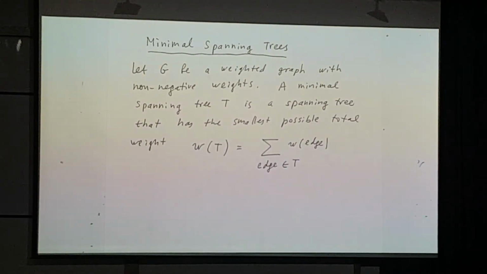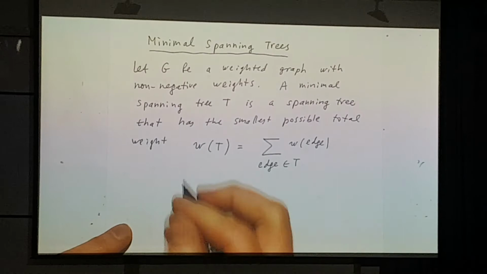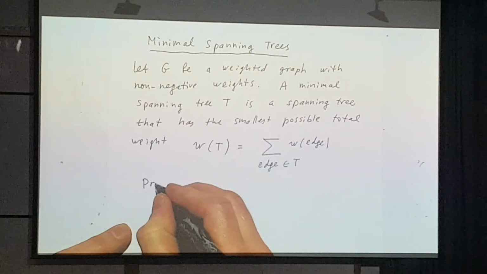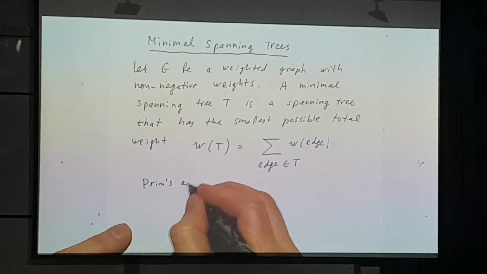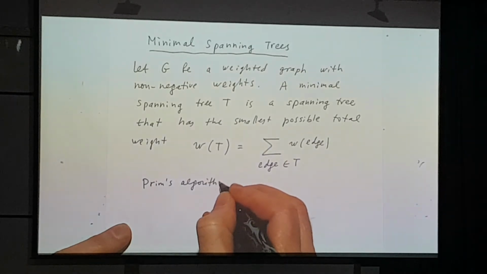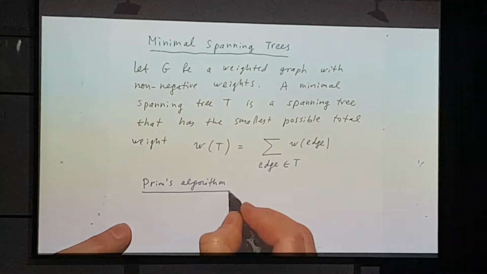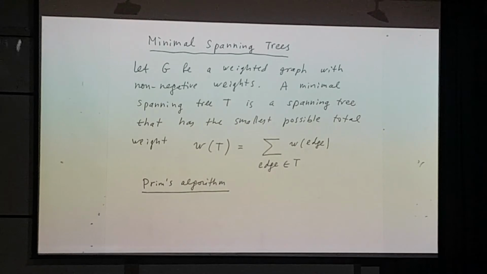And there are nice algorithms which allow you to find such minimal spanning trees. And so we will look into two such algorithms. They're named after people who invented them. And the first algorithm I'll discuss is called Prim's algorithm. Named after the inventor. The surname was Prim.